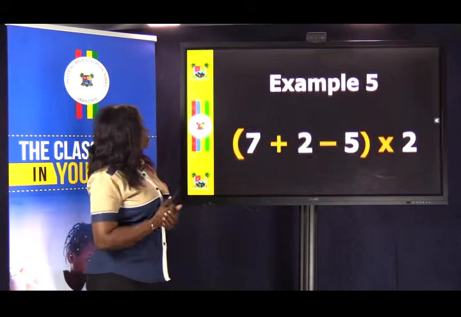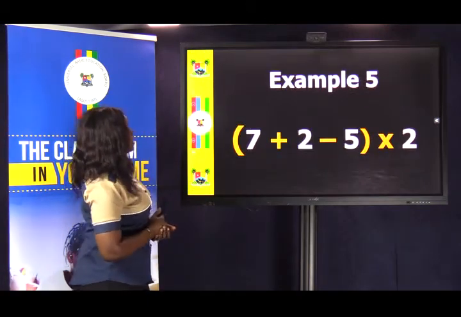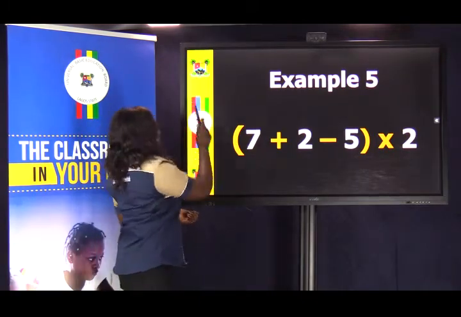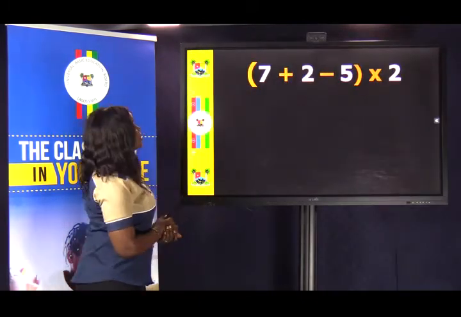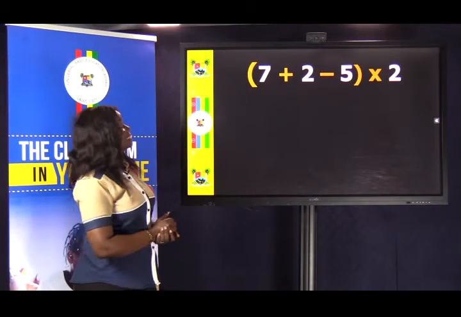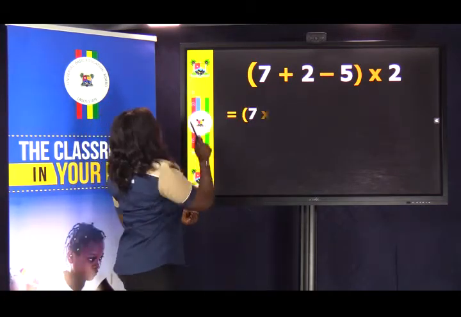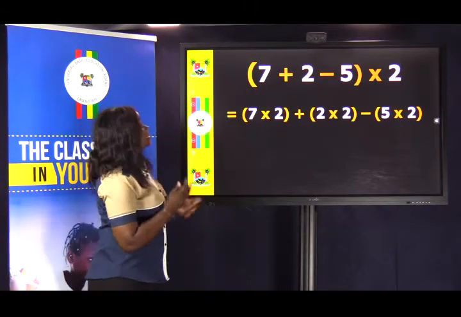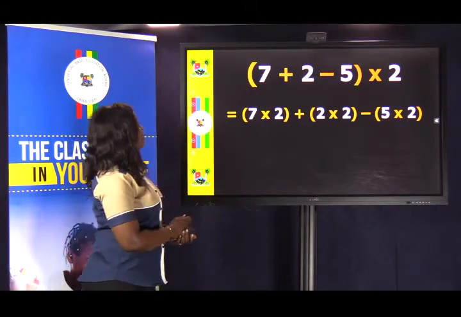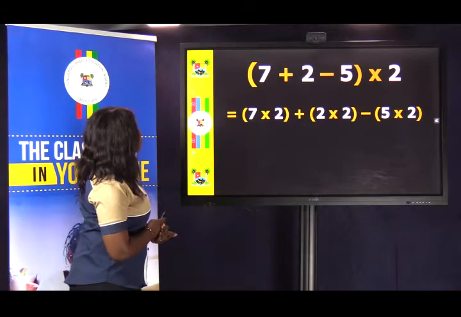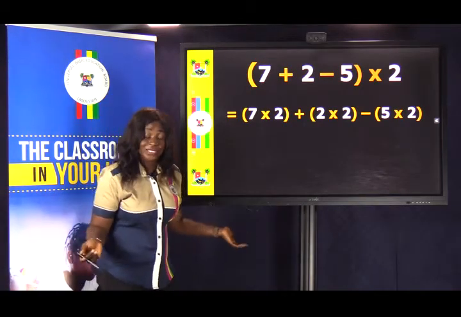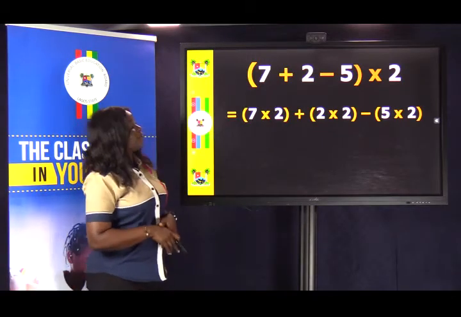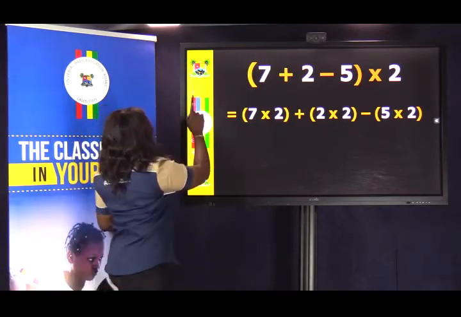7 plus 2 minus 5, close bracket, times 2. What do we do? The same thing we've been doing. Use the number outside the bracket, that is 2, to multiply all the numbers in the bracket. What are the numbers in the bracket? 7, 2, and 5. So you say 7 times 2. 7 times 2 from your times table is 14. 2 times 2 is 4. And 5 times 2 is 10.